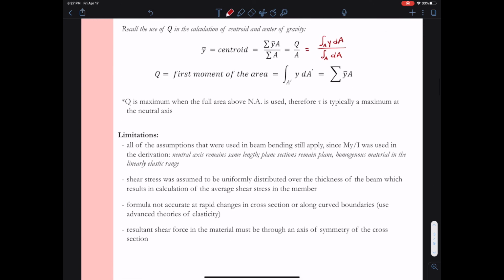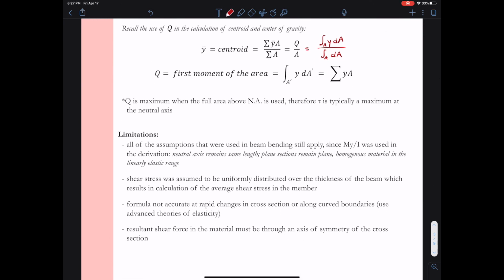Lastly, we have to cover some of the limitations. So remember, we used My over I to come up with this formula, VQ over It. So all of the assumptions that we used in Euler-Bernoulli beam bending theory still apply, since My over I was used in that derivation, namely that the neutral axis remains the same length, plane sections remain plane, and homogeneous material in the linear elastic range. Next, we say the shear stress was assumed to be uniformly distributed over the thickness of the beam.